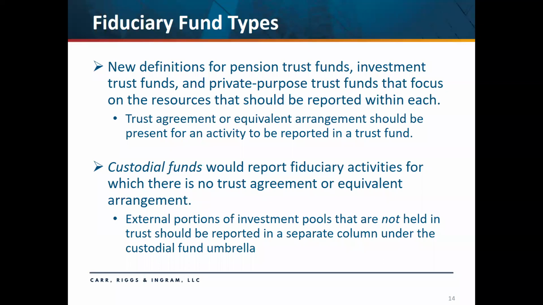So any sort of custodial fund is going to be reporting those fiduciaries for where there isn't a trust agreement. Okay, or some sort of equivalent arrangement. So what is this other path?